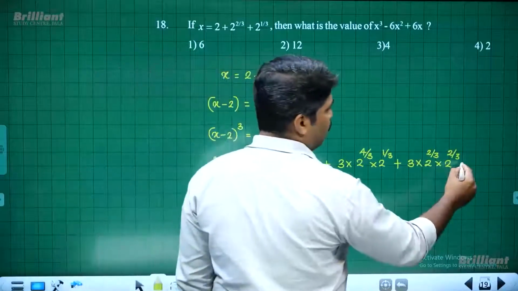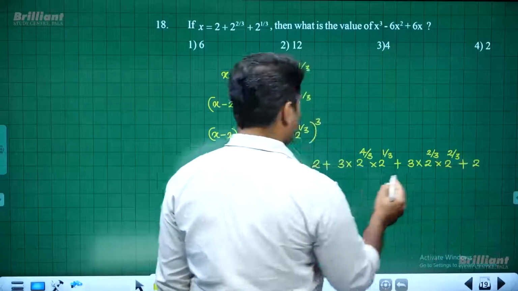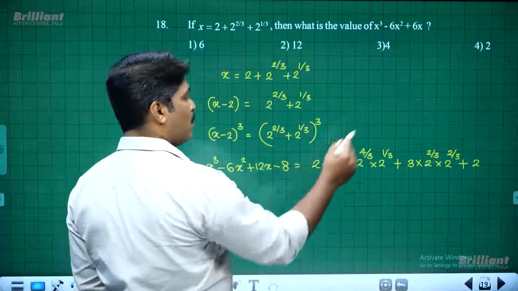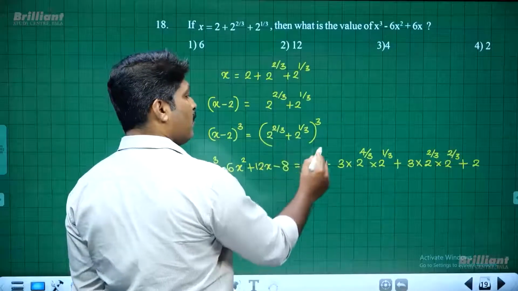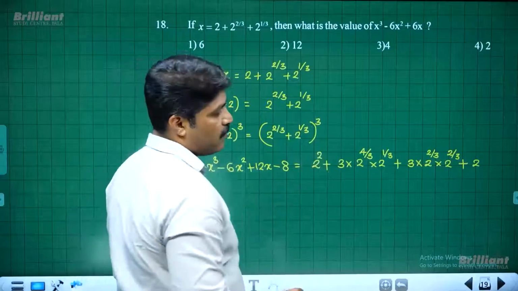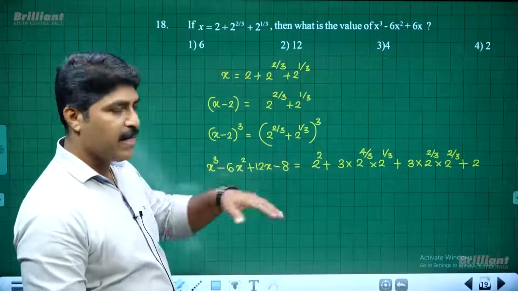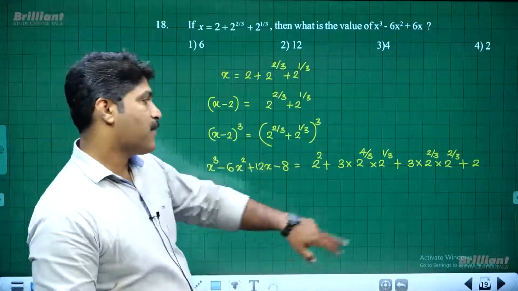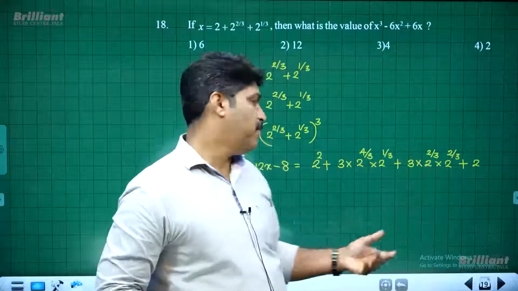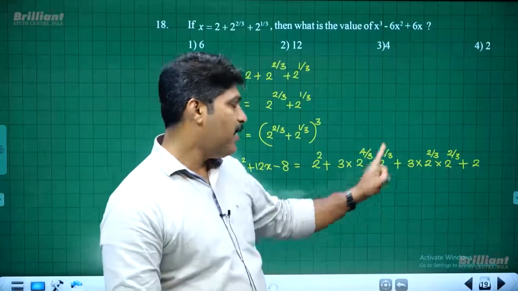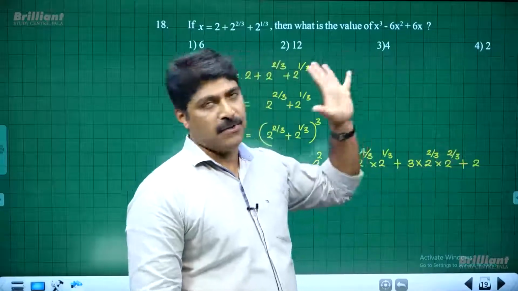And plus b cube. B cube is 2 raised to 1/3 the whole cube. Here this is 2 raised to 2/3 the whole cube, we can write it as 2 square. Don't forget, there was a slight mistake the first time. Here this is 2 square. So this is the expansion on the right side in the form of a cube, 3a square b, 3ab square, then b cube.